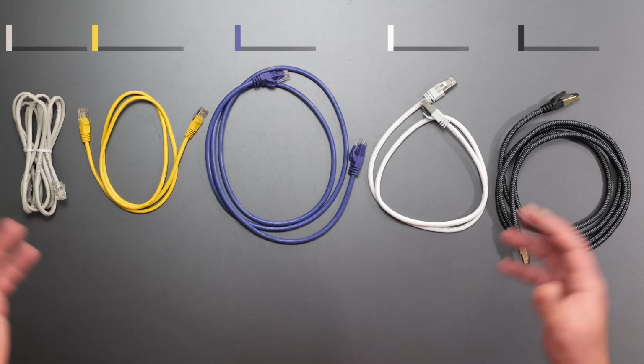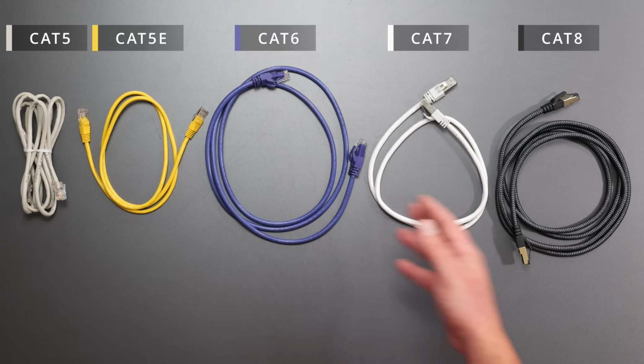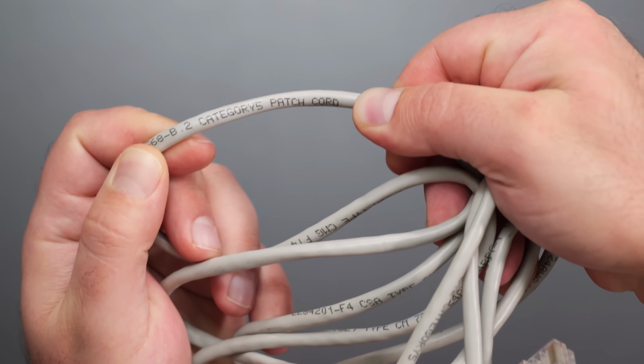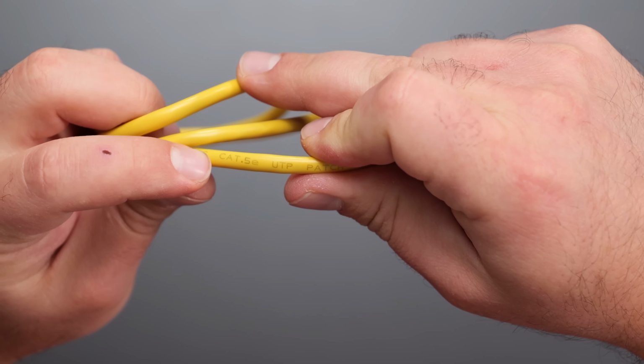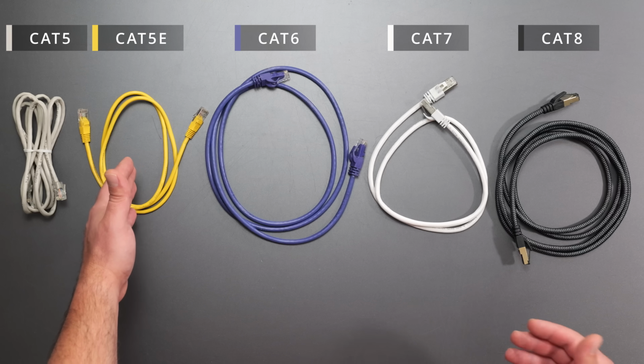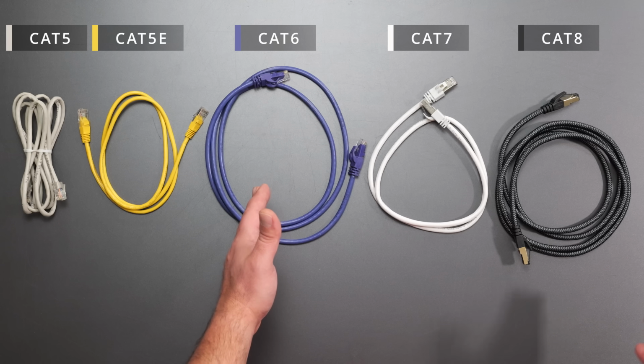What's up, guys? I got a 10 gigabit switch and I'm going to do a speed test along different category Ethernet cables. So I have a Cat5 that on paper can go up to 100 megabits per second. I got a Cat5e that can go up to gigabit per second. I have a Cat6 that, for short distances, can go up to 10 gigabits per second.